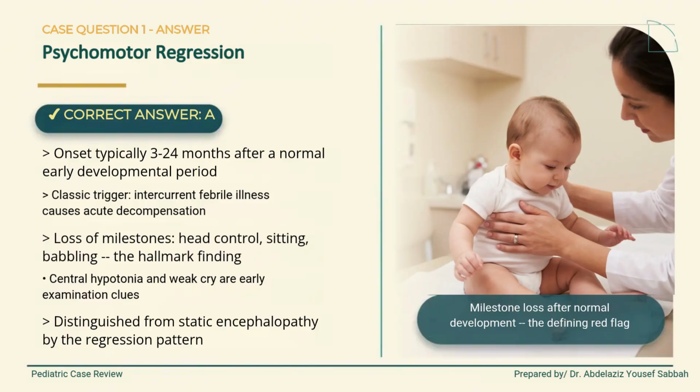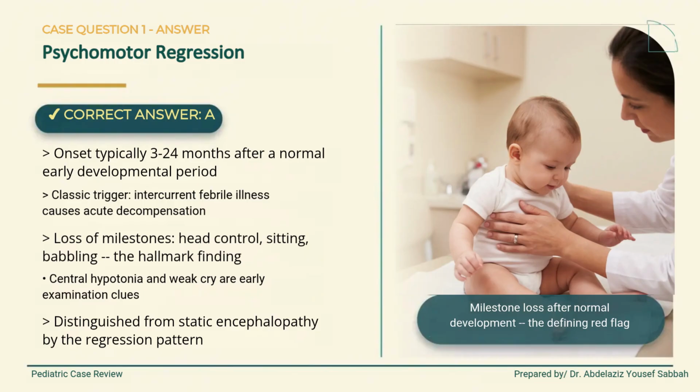The correct answer is option A, psychomotor regression following an intercurrent febrile illness in a previously normally developing infant. Onset typically occurs between 3 and 24 months of age, after a period of normal early development. The classic trigger is an intercurrent febrile illness, which causes acute metabolic decompensation. The hallmark finding is loss of previously acquired milestones, such as head control, sitting, and babbling.